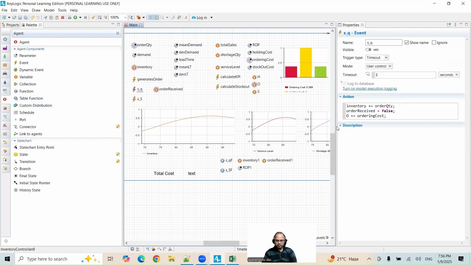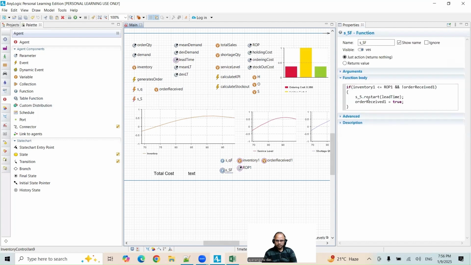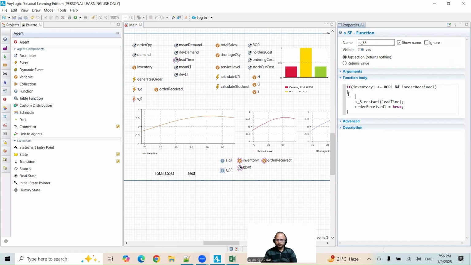In the SS policy, when we trigger this particular SS event, we'll have to replenish till the target inventory. So target inventory will be the amount that we will be replenishing with. Since it's a target inventory based model, it is the target inventory minus my current inventory, plus my demand deviation plus my mean demand multiplied by the lead time. So typically this is the way we define a target inventory.